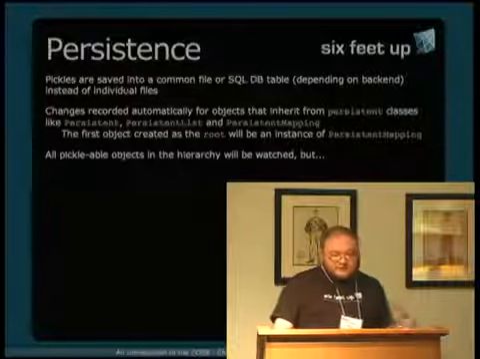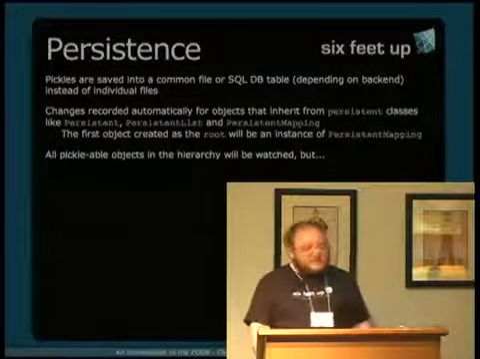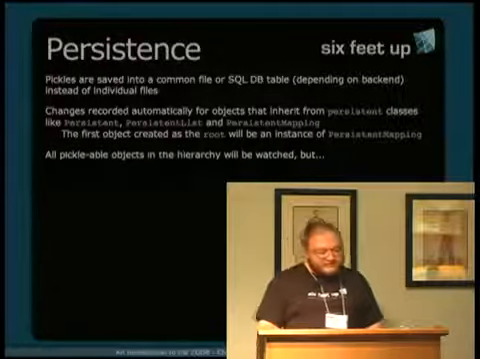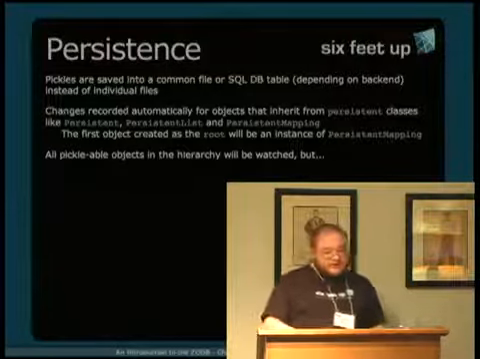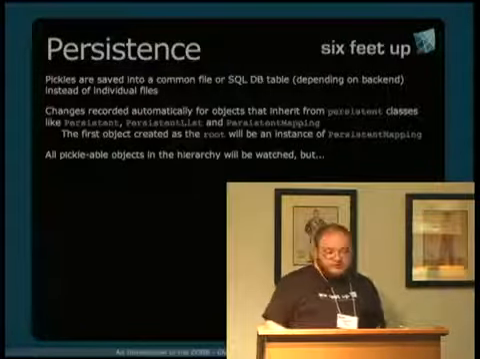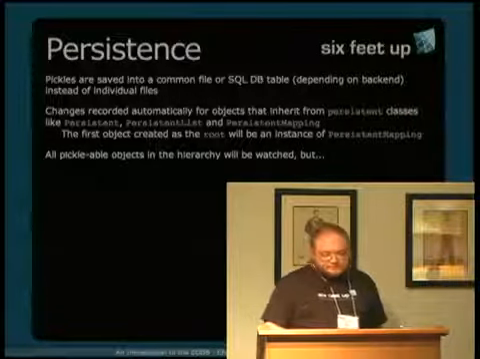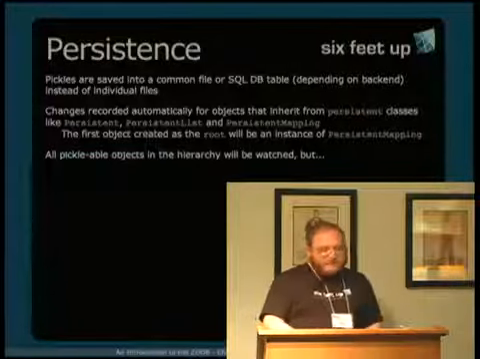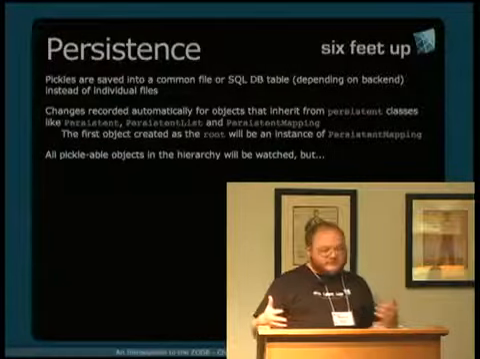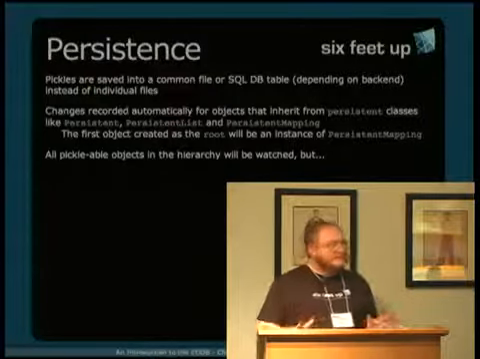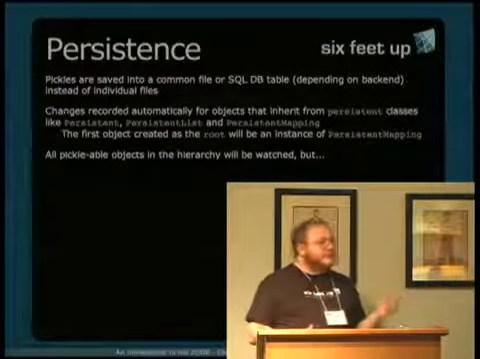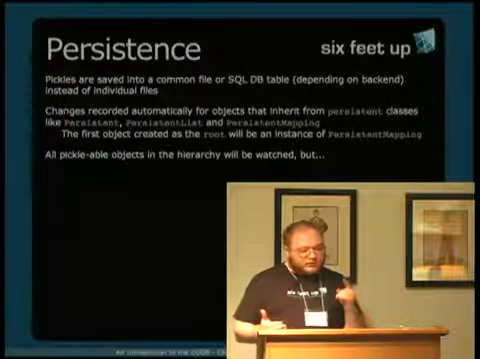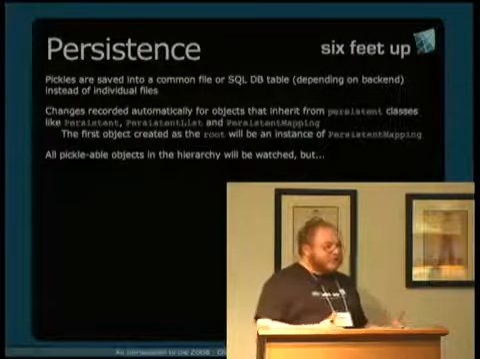The changes are automatically recorded for any object that inherits from the persistent classes, and those classes are persistent, persistent list, and persistent mapping. So the first object that we created that we were using as root was actually a persistent mapping. And any attributes on those will be handled too. So if I assign a whole tree to my root, but don't make any of those persistent, like the birthday object we have is just inheriting from object, it will still get watched because we're watching the entire tree hanging off of root.